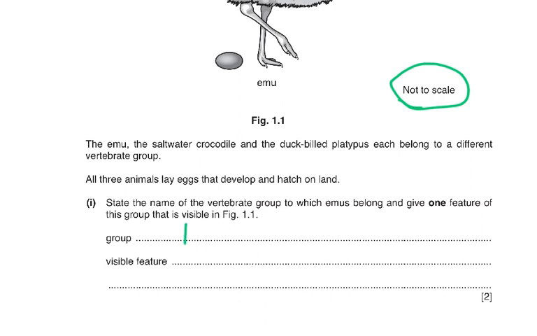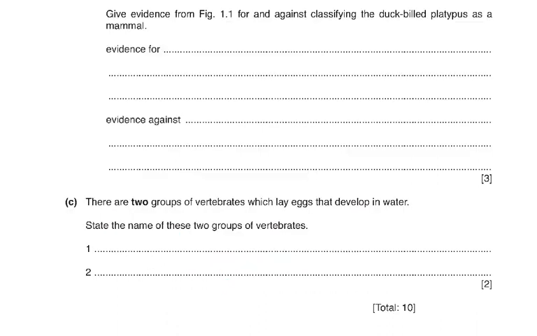What do you think? Birds. And what is the thing which makes this visible feature? Feathers. So that's it, you got your 2 marks. If you said birds, there's no other answer to it. You could have said feathers, you could have said beak, you could have said hard-shelled eggs. So that was for the 2 marks.